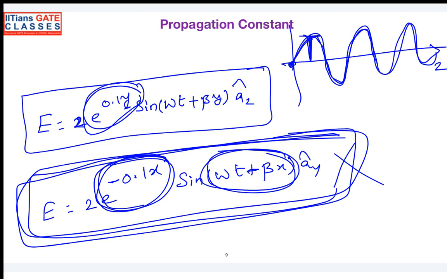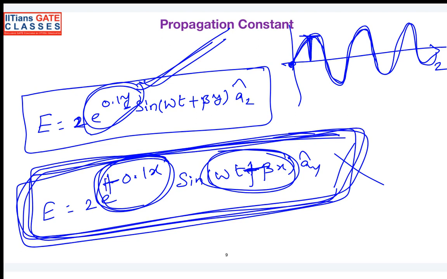It should be both minus, or it should be both plus. Not this one. This is correct. The one I was talking about, the second one, either the signs should be both positive or both negative.